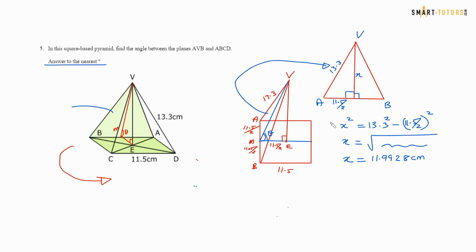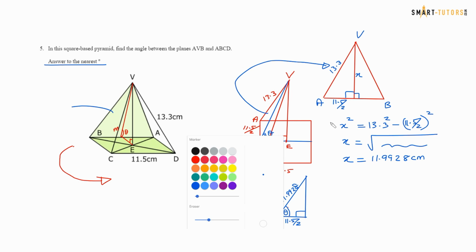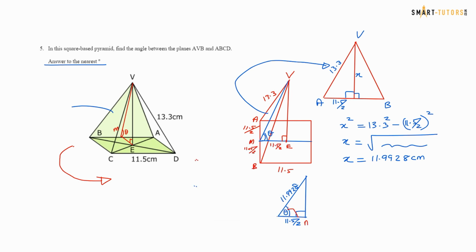Now I'm going to draw another triangle to make sure that it may be understood very nicely. So this is the triangle in the middle plane, so here. This is the right angle, which is here. I mark this as theta, and this is 11.5/2, and this side is 11.9928, and this is the theta, right? And now cos theta, the side next to theta is the adjacent. So this is adjacent, this is hypotenuse.